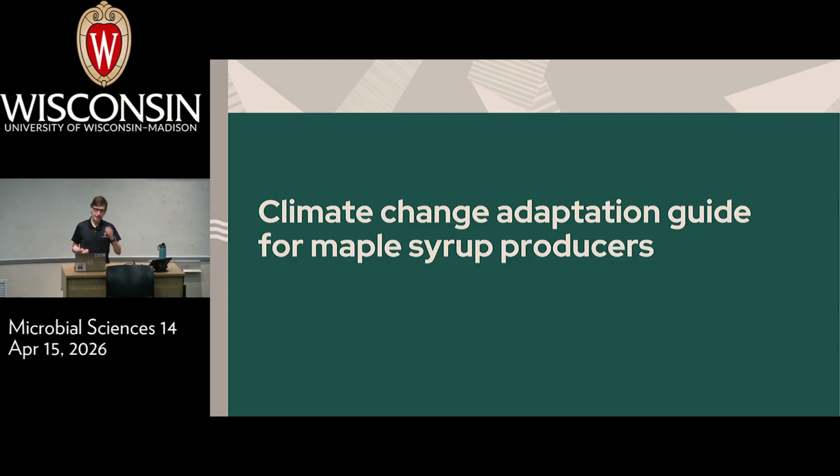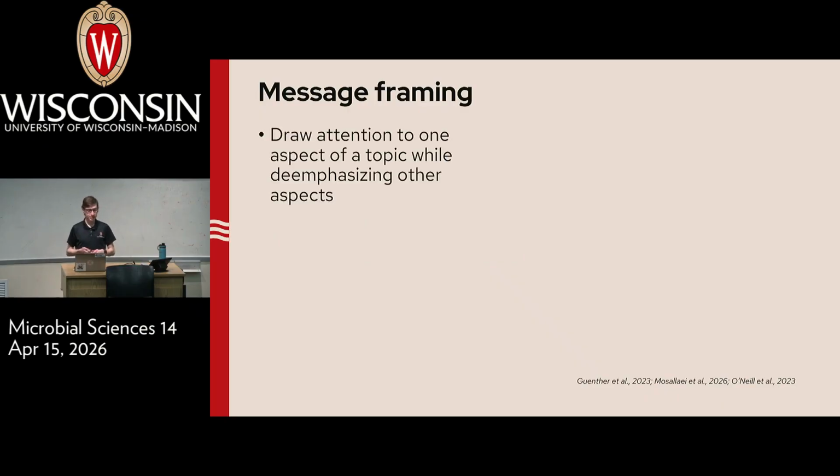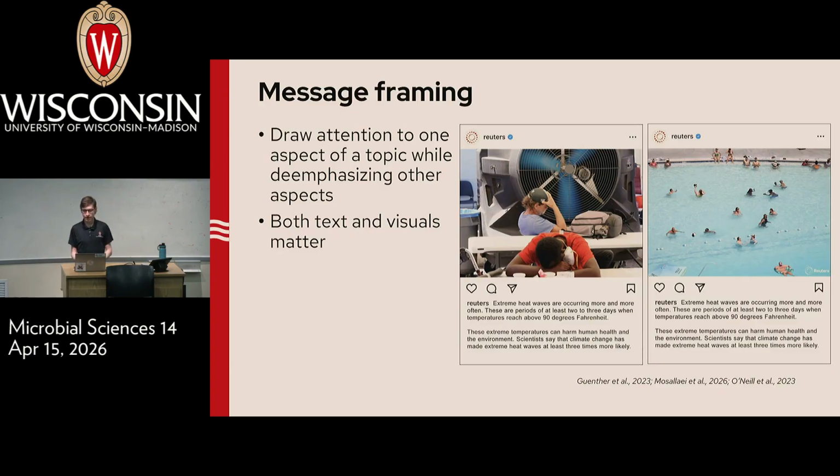One concept that ties into this is message framing. I know last week's speaker talked about this a little bit. Just to recap, you're drawing attention to one aspect of a topic while de-emphasizing other aspects. And text and visuals matter here. As another example, outside of my work, you talk about heat waves as sort of fun in the sun, spend time in the pool, or you show people who are clearly suffering in the heat with that big fan. This is from a study that found that showing the visuals that actually are more accurate was more effective for getting people to engage with the information in the way that the researchers wanted.